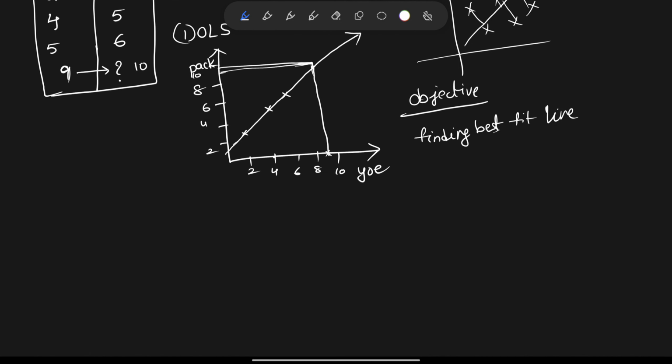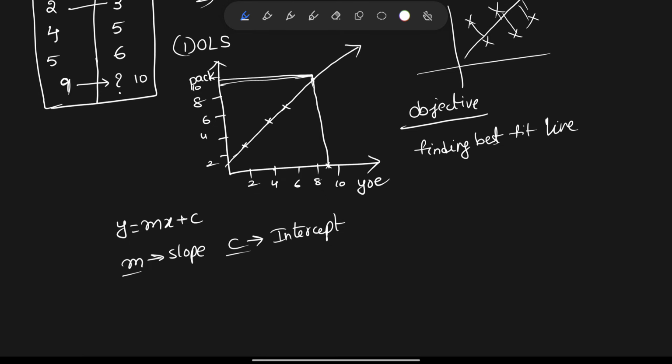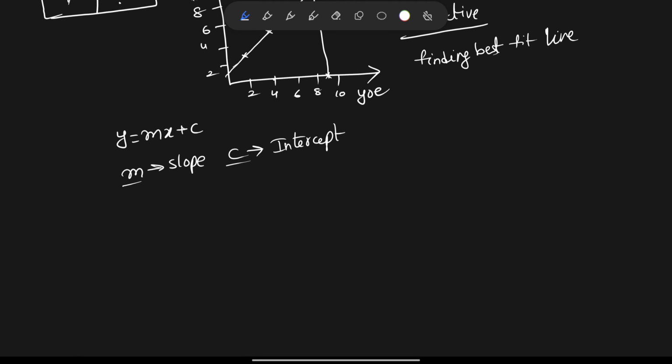So how can we find it? In mathematics, a line we can represent as mx plus c. M means slope, c means intercept. So we need to find m and c in such a way that it should fit all the data points, or have the minimum distance from the data points. So the error should be minimum.